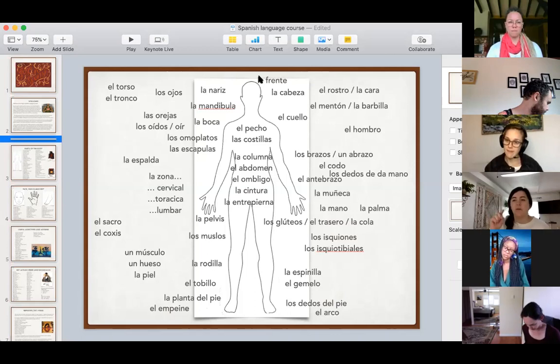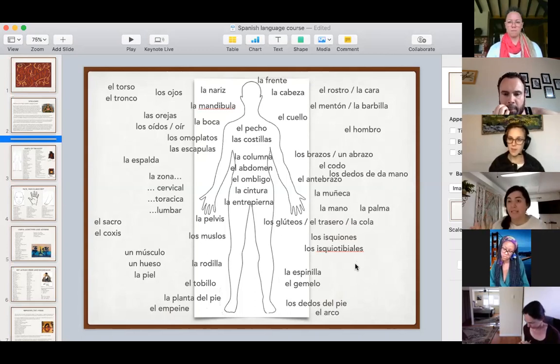Okay. Well, and the word for foot or feet, is it las or los pies? What do you think? Is pie masculine or feminine? I think it's masculine, but it is. Yeah, so it's los pies. That's correct.